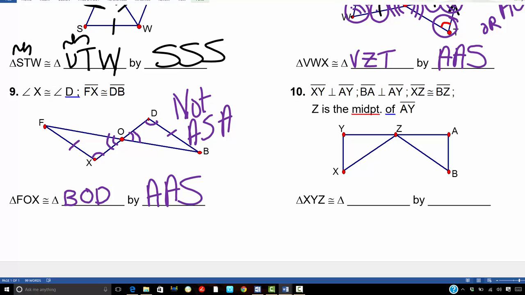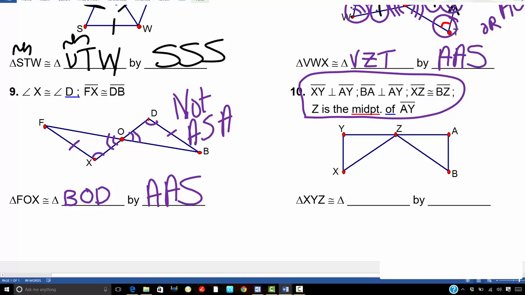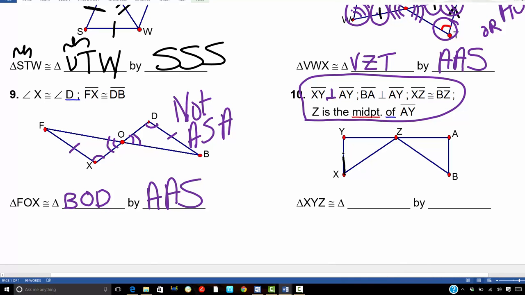Again, pause the video. Try to mark everything you can given this information right here. Just in case you do not know, this little upside down T, I'm going to mention this in class today, but that means those segments are perpendicular. And perpendicular, of course, means they form a right angle. So segment XY is perpendicular to segment AY. So since those two segments are perpendicular, it means that is a 90-degree angle.